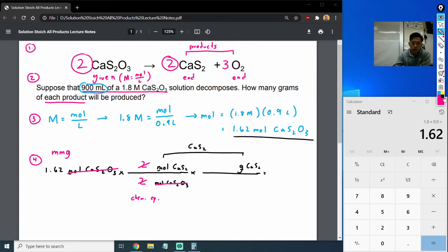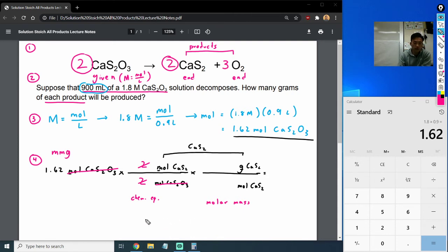Lastly, we're going to try to get rid of the moles of CaS2, so I'm going to put moles of CaS2 on the bottom. Since I have grams and moles on the same fraction, I'm going to get the numbers from the molar mass. Okay, since we're getting numbers from the molar mass, we're going to have to add up the molar masses of Ca, calcium, and 2 sulfurs.